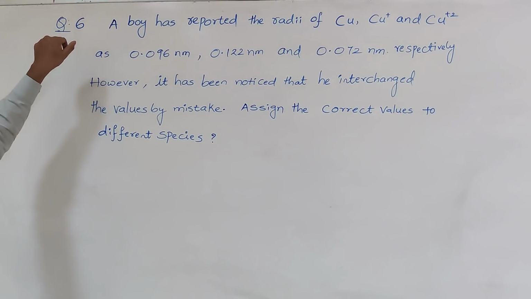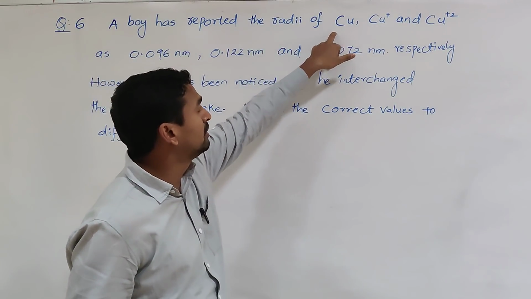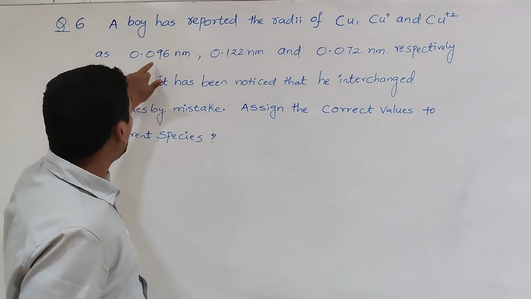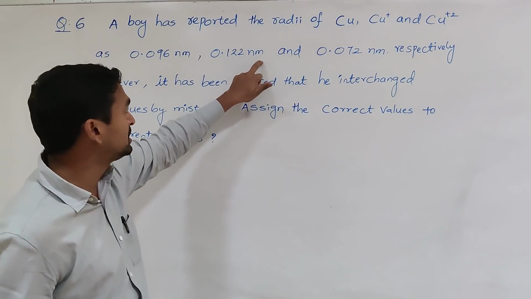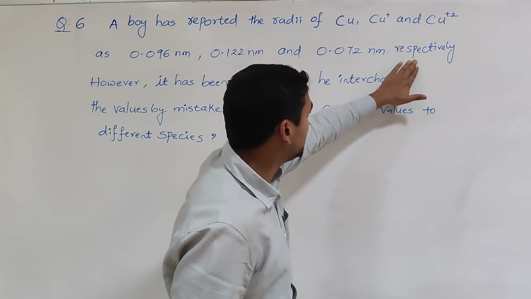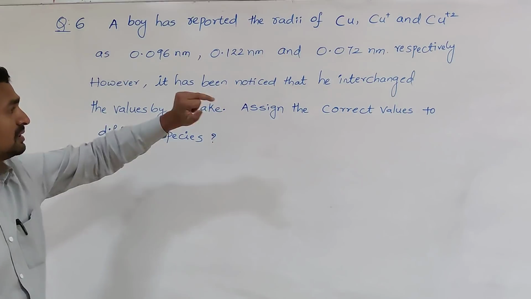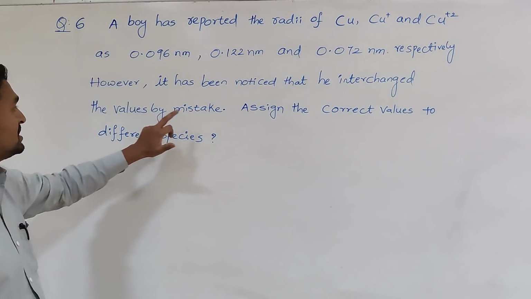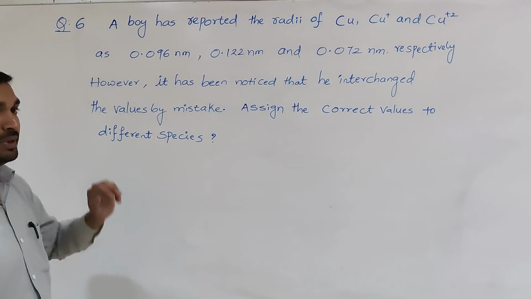So, question number 6. A boy has reported the radii of copper plus and copper plus 2 as 0.096 nanometers, 0.122 nanometers and 0.072 nanometers respectively. However, it has been noticed that he interchanged the values by mistake. Assign the correct values to the different species.